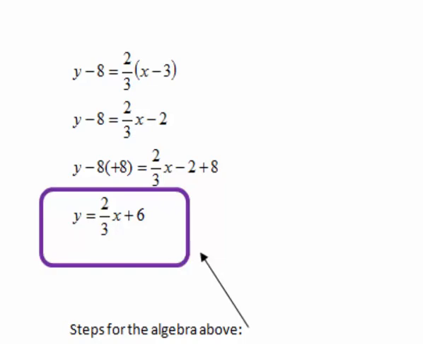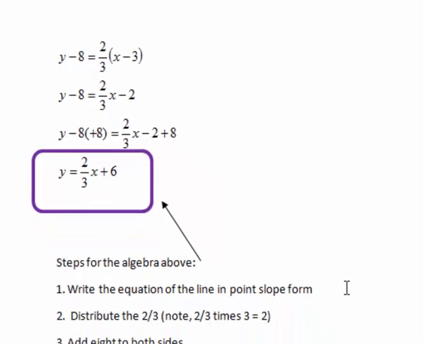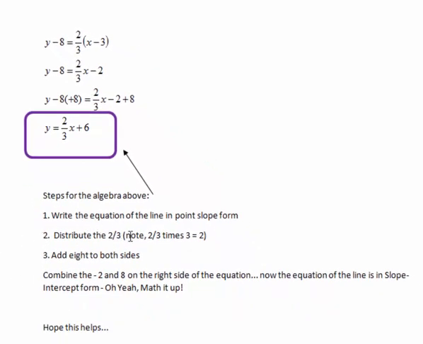And I just put the steps down. First I wrote the equation in point-slope form. Then I distributed the 2/3 to the x and to the 3. I added 8 to both sides, and I combined the -2 and the 8 on the right side of the equation, and it's all in slope-intercept form.